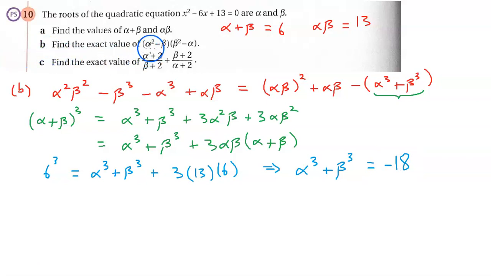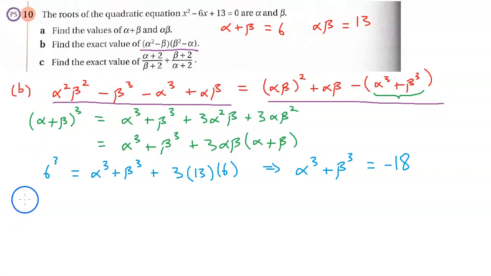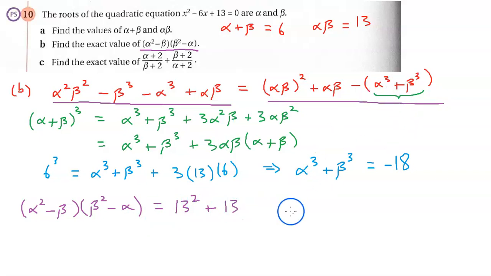And then we're ready to answer the question, because (alpha squared minus beta) times (beta squared minus alpha) is equal to this thing here, which is equal to this thing here. And so it's equal to 13 squared plus 13 minus negative 18. And so this gives us 200.